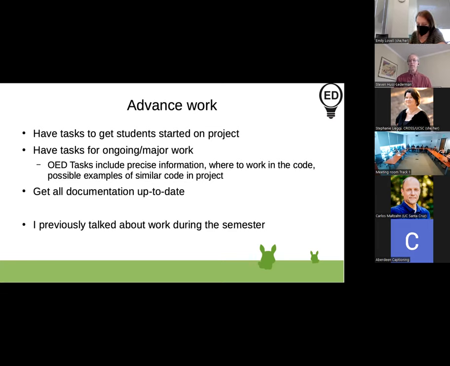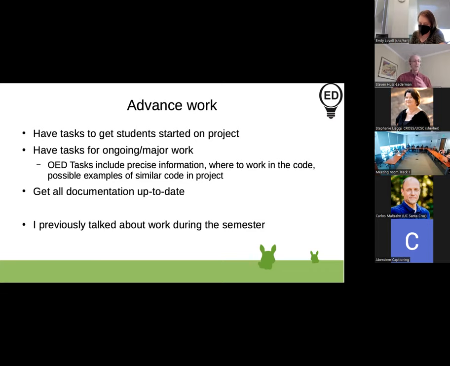We also try and point them exactly where in the code, what files they're going to have to work in to make this happen. And if possible, we give them examples of files that already exist that have similar code to what they're going to do. So they have a template to work off to understand how we want it to look, how we do it, and how they can accomplish this task. And that's not something I would do for a developer that's external to a student that has better experience.